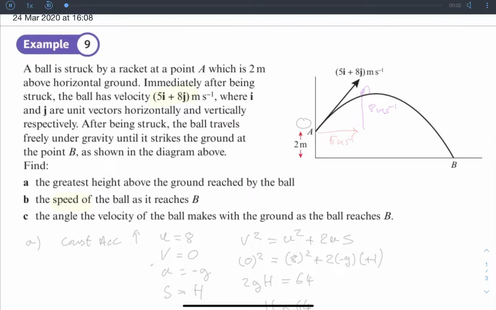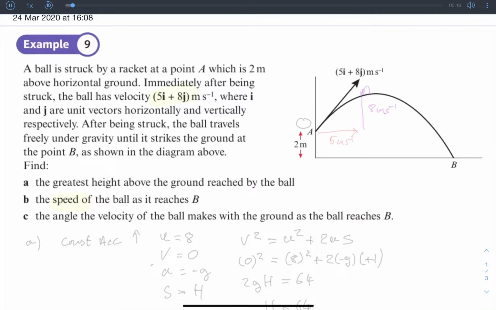Okay guys, this is the second clip on the second half of the section on projectiles, example 9, chapter 6.3. And we're just going to go through this now.